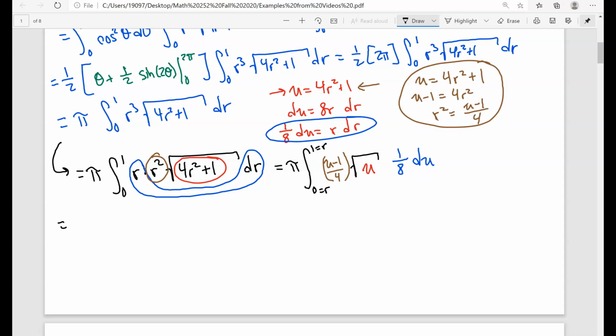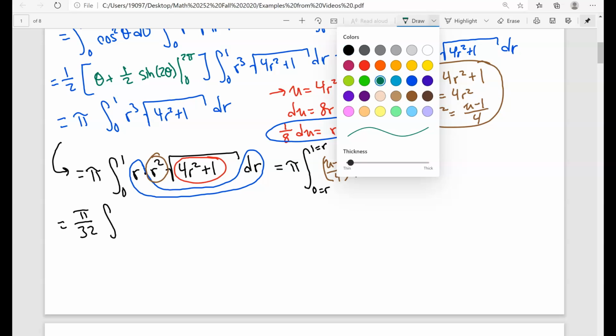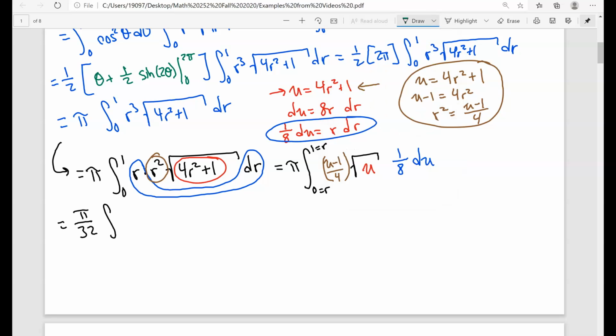Okay, so now I can move stuff over. I'm going to have the 1/8 and the 4 I can take out, so it will be pi over 32, the integral from 0 to 1. You can continue writing it like that, or you can just do a substitution. Since I know that u equals 4r squared plus 1, I'm going to figure out what the limits of integration are in terms of u. So plugging in 0, I get u equals 1. Plugging in 1, I'm going to get 4 plus 1, so u equals 5.